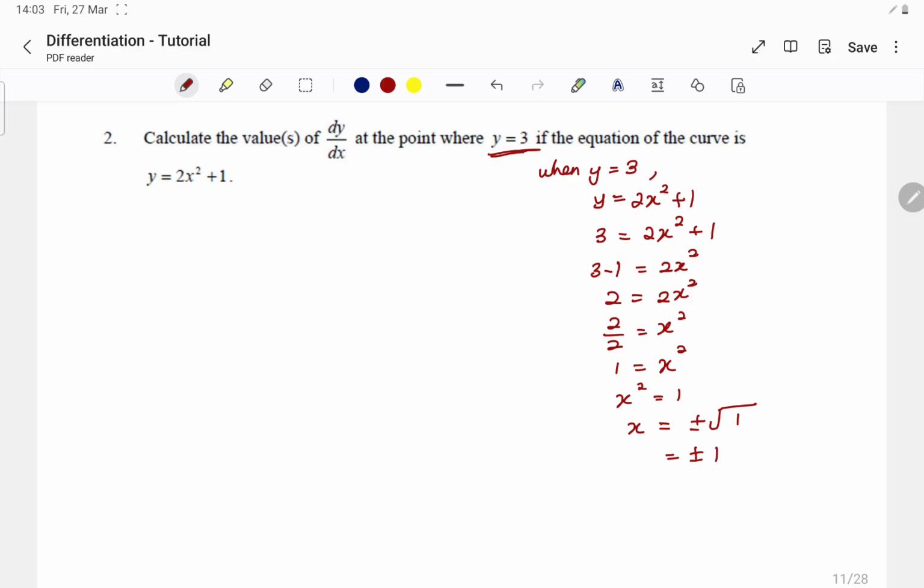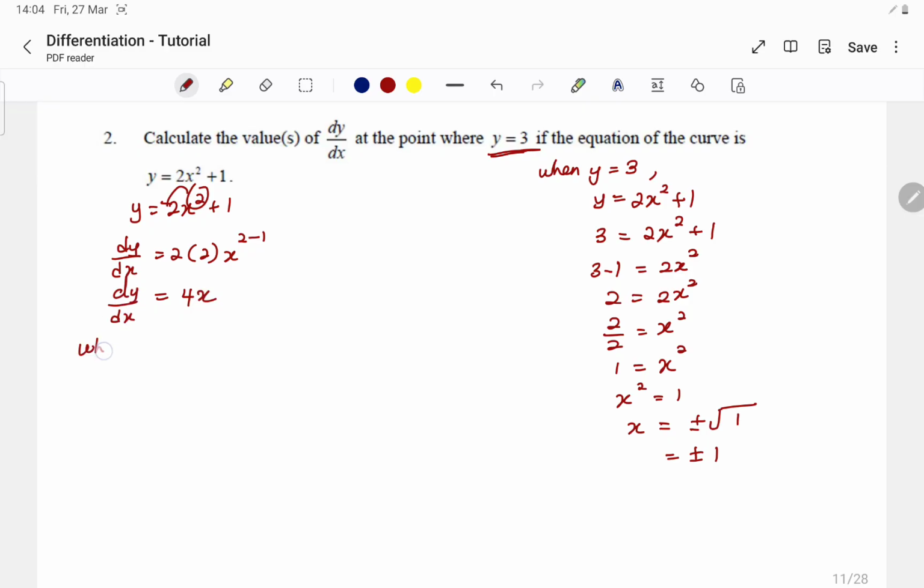Okay, you have to find the value of dy dx when x is equal to 1 and when x is equal to negative 1. So now find dy dx first. This is your y equal to 2x square plus 1. Dy dx is equal to, you bring 2 in front, you're going to get 2 multiplied by 2, x square you copy, minus 1, plus 1 when you differentiate becomes 0. So here you will get 4x. So this is your dy dx.